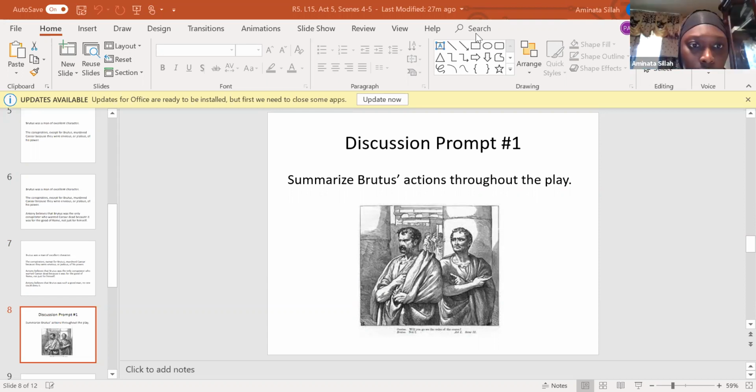Go ahead, host. What is this prompt telling us to do? This prompt is telling us to take the events or the things that Brutus does or did throughout the story and use those to make a summary of what he did. We're going to be looking at these in order to effectively answer this prompt. Really quickly, so now, what are we going to be looking for?